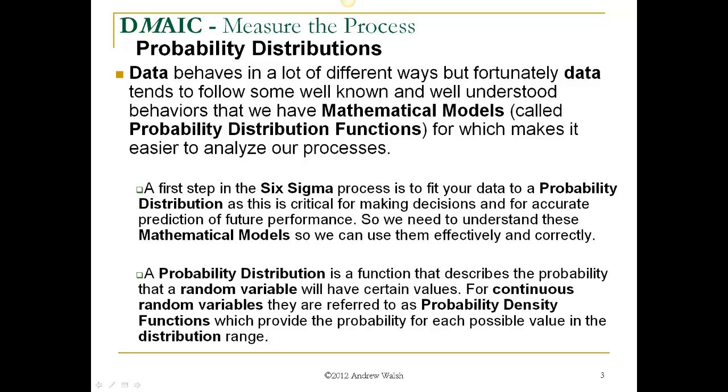A probability distribution is a function that describes the probability that a random value will have certain values. For continuous random variables, they are referred to as probability density functions, which provide the probability for each possible value in the distribution range.